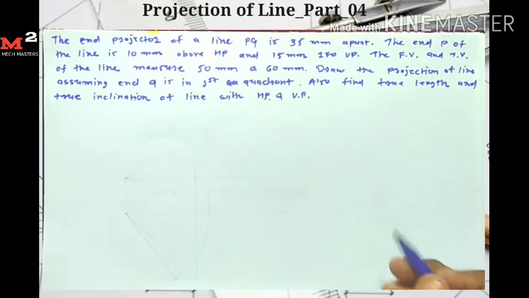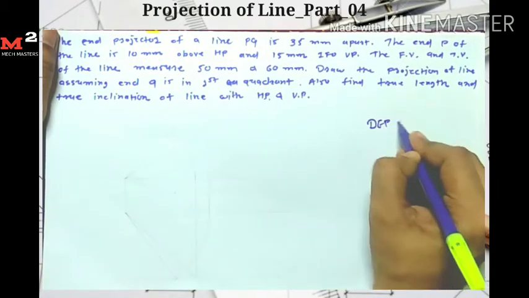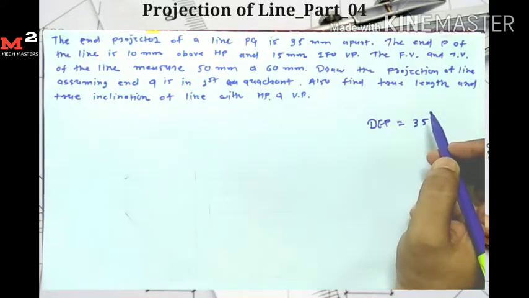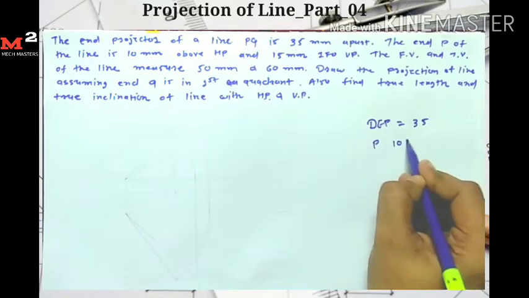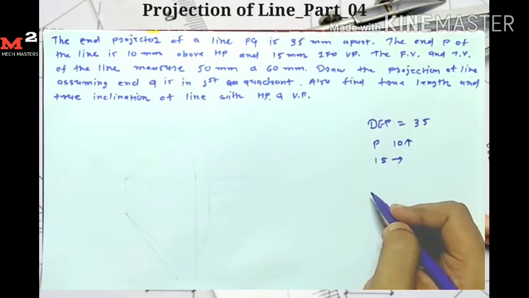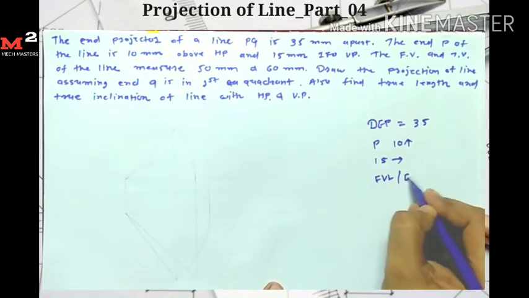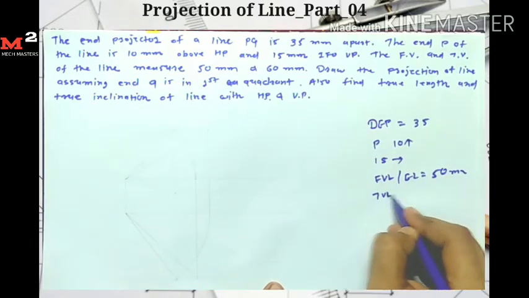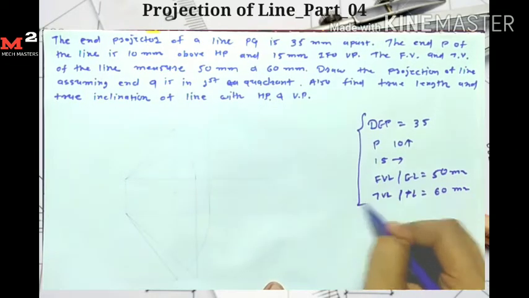Okay, in this problem, the distance between the end projectors of line PQ is 35 mm. The end P of the line is 10 mm above HP and 15 mm in front of VP. The front view length, or elevation length, is 50 mm, and the top view length, or plan length, is 60 mm. So we have these five data.